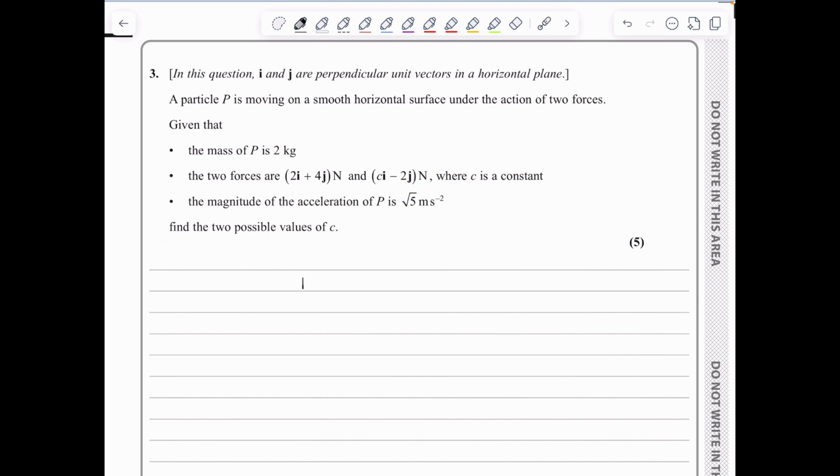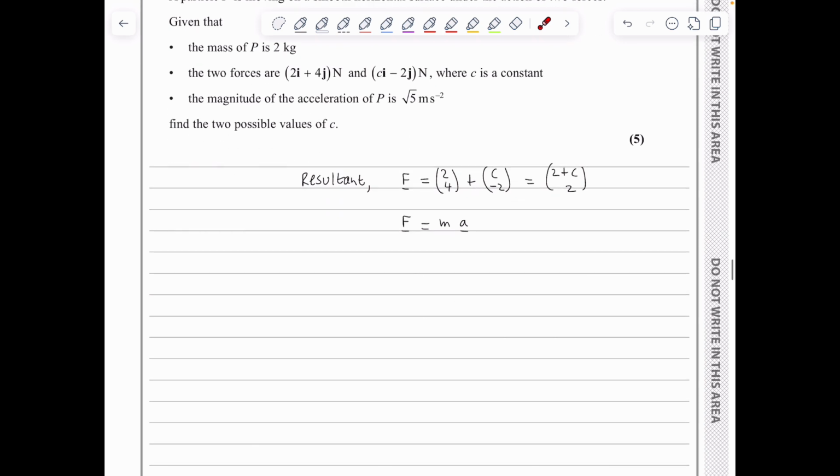Well, I will start by considering the resultant force acting on P, which is simply given by the sum of the forces acting on P. So I will be doing here (2, 4) plus (C, negative 2), which simplifies to (2 plus C, 2). And then we know that force is mass times acceleration. Now, since I'm given the magnitude of the acceleration and not the acceleration vector itself, I will proceed by taking the magnitude of everything. So the magnitude of F here is equal to mass times the magnitude of the acceleration.